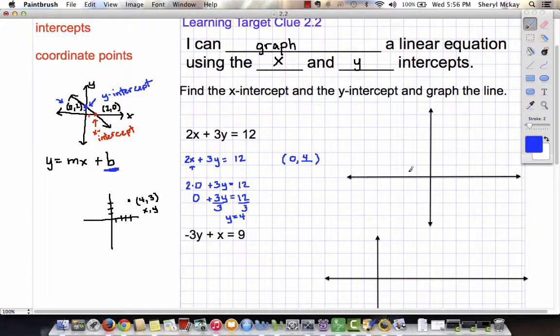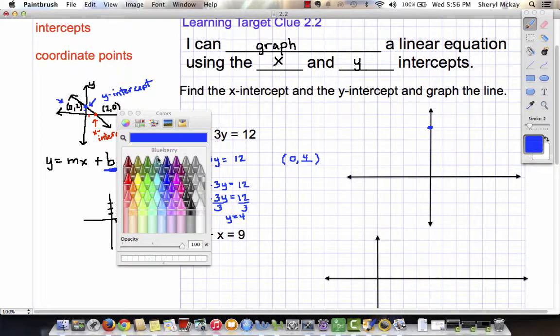X is 0, y is 4. So 1, 2, 3, 4. I'm going to go ahead and graph that point. That's my y-intercept. Well, what about my x-intercept? How can I find out what my x-intercept is?